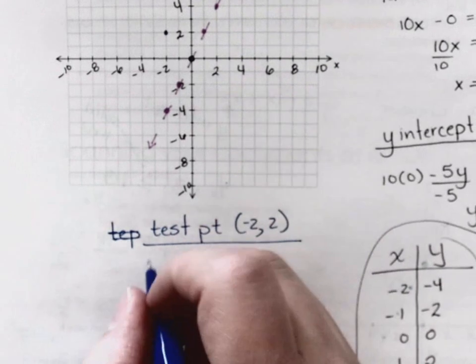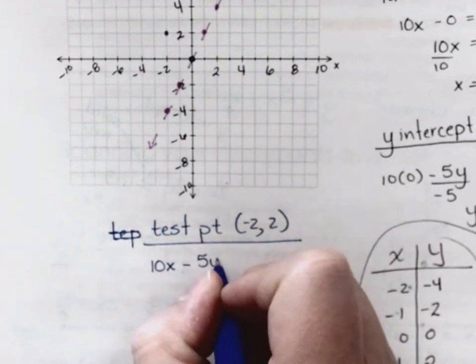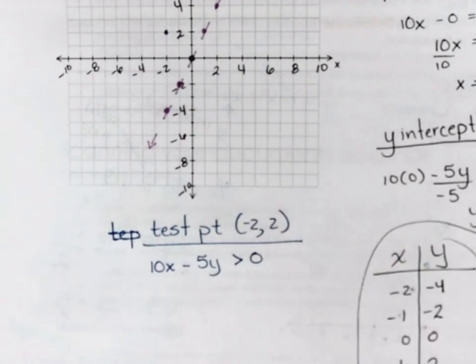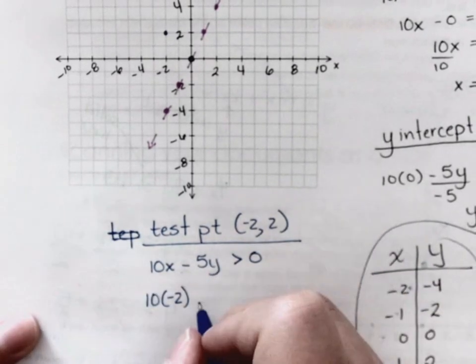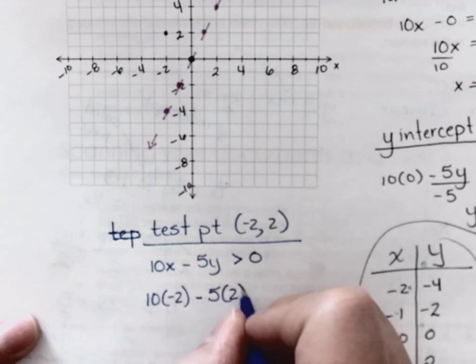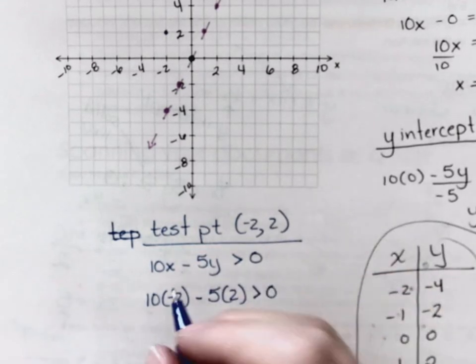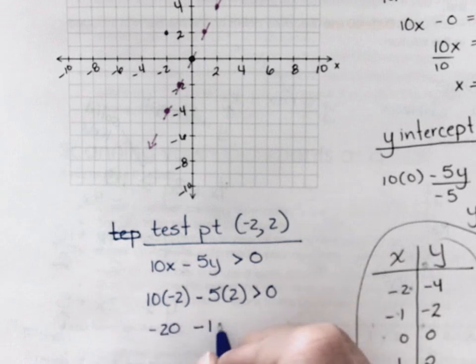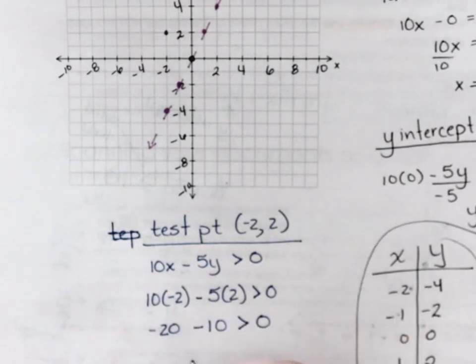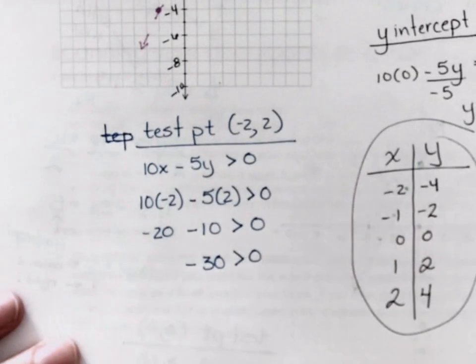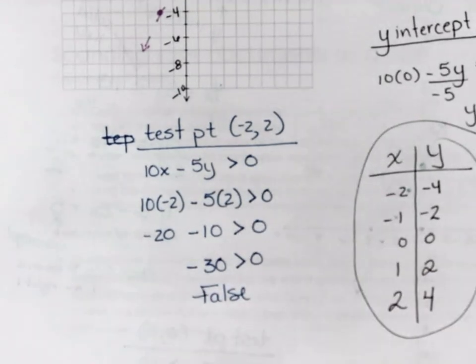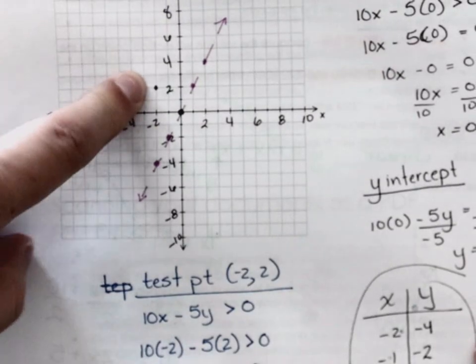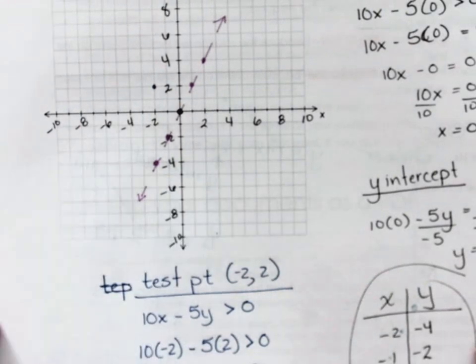And again, I always substitute into the original inequality. So 10 times -2 minus 5 times 2 is greater than 0. So I have negative 20 minus 10 is greater than 0. So negative 30 is greater than 0. And that is false. So I know that I shouldn't be shading on this side. I should be shading on this side.